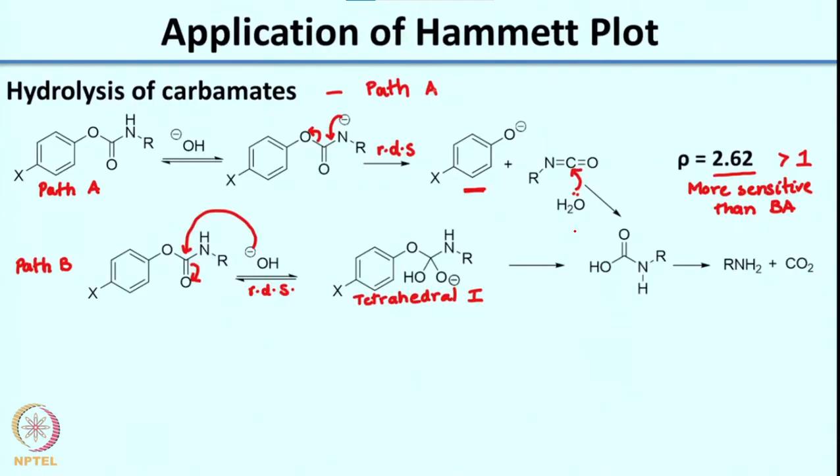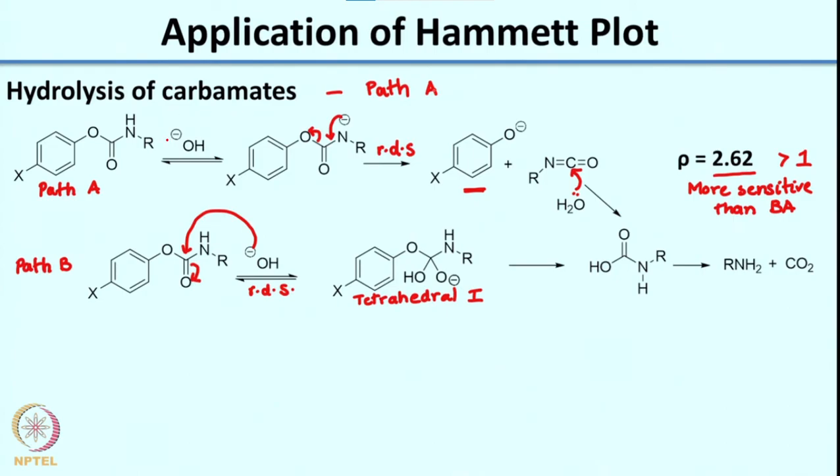Now here is the application of the Hammett plot. These things were already discussed by ma'am in the YouTube lecture, but I'm just summarizing them to solve questions based on these topics. So here we have a reaction which can proceed by two different pathways. We can predict the mechanism by two different pathways. So here path A and path B are there.